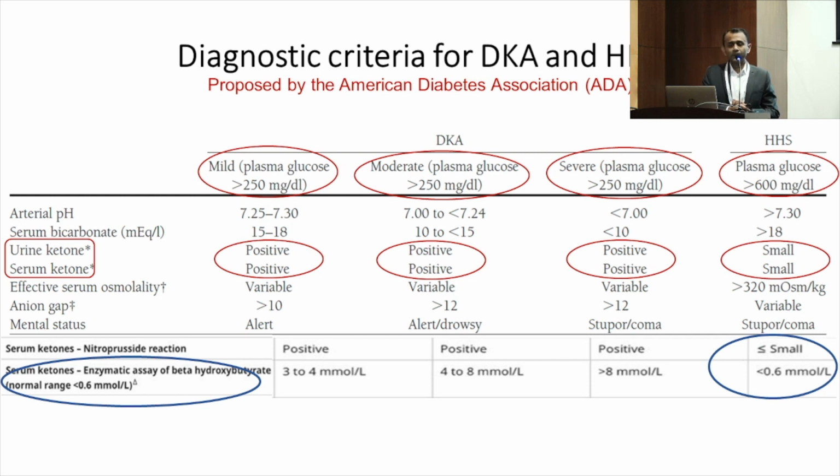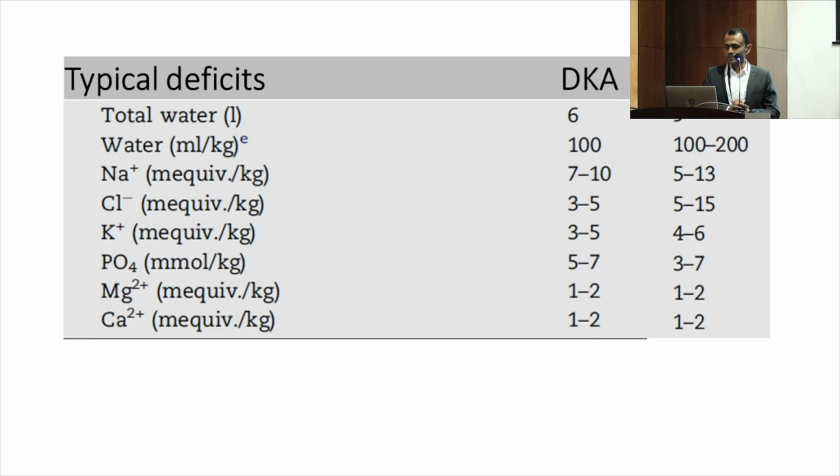So coming to serum ketones, the normal would be less than 0.6 millimole per liter. In DKA, you can see that it is 3 to 4, 4 to 8, and more than 8. Whereas in HHS, it should be less than 0.6. So these are the typical deficits you anticipate. These are important for us to understand before we start treating these patients.